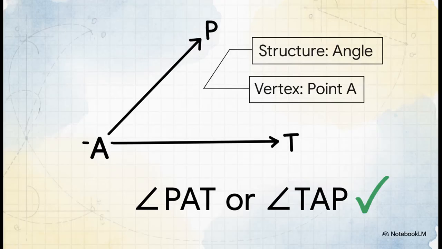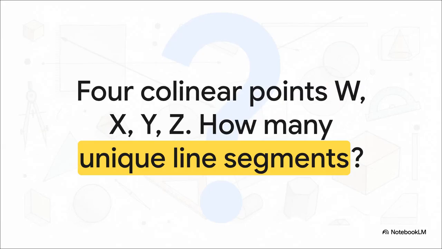And there you go. The structure is an angle, its vertex is at point A, and we can call it either angle PAT or angle TAP. As long as that vertex, A, is the letter in the middle, you are golden. See? Not so bad, right? Okay, time for the final challenge. Let's see if you're ready for this one. Picture 4 points all sitting on the same straight line, in this order, W, X, Y, and Z. The question is, how many totally unique line segments can you make by picking any 2 of those points?